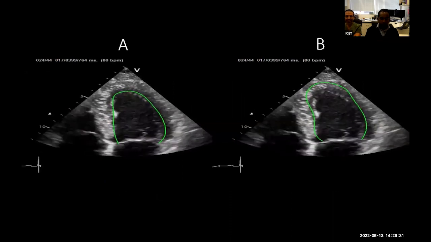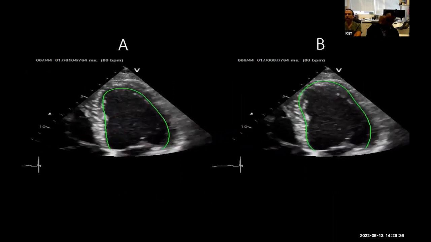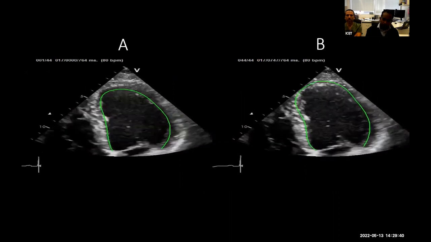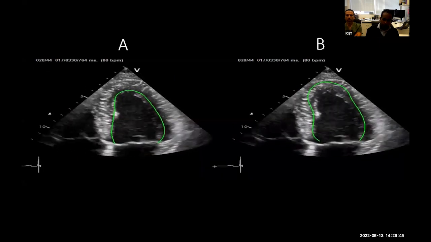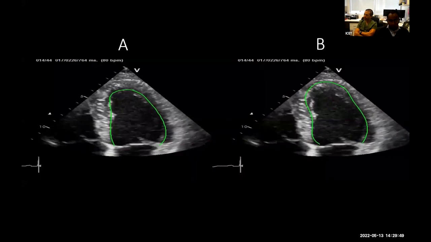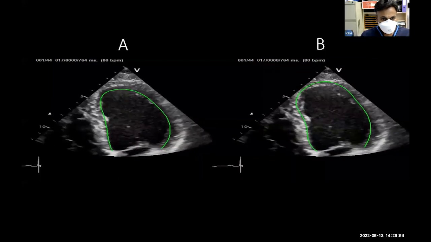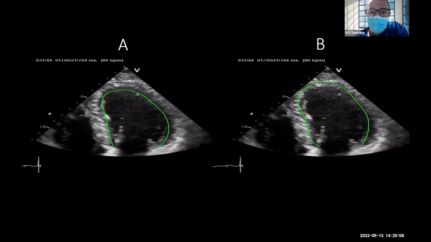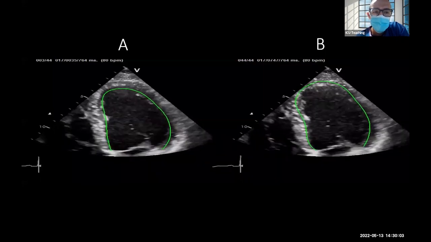All right, so I've got panel A and panel B in this case. This is probably a different strain package. What is the difference between panel A and panel B in terms of strain tracking? Panel B is tracking the pericardium, so it might be inaccurate. So panel A might give a better representation of strain.